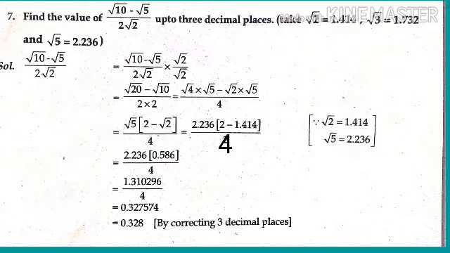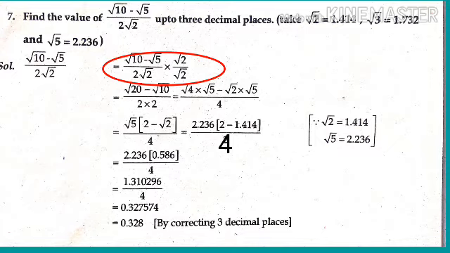Question number 7. Find the value of root 10 minus root 5 by 2 root 2 up to 3 decimal places. Here root 2 is equal to 1.414 and root 3 is equal to 1.732 and root 5 is equal to 2.236. Solution. Root 10 minus root 5 by 2 root 2. That is equal to, rationalize the denominator.